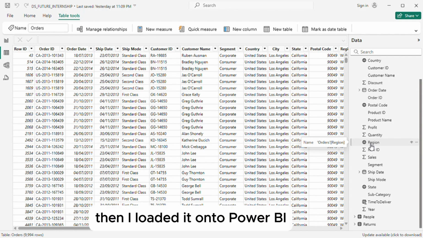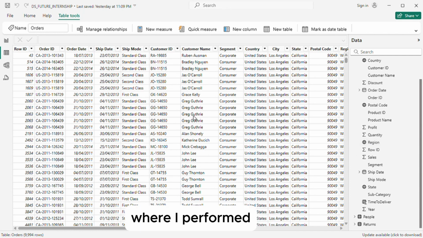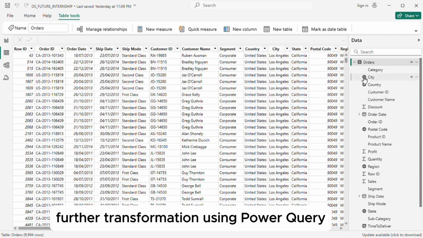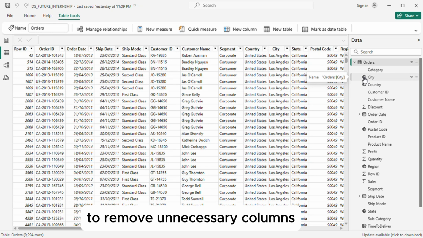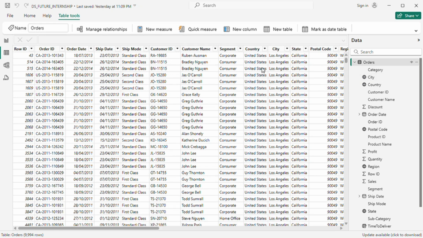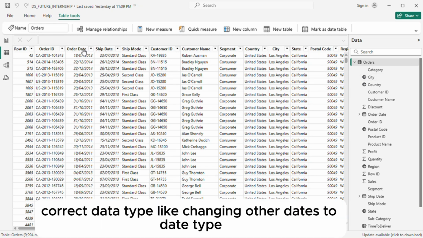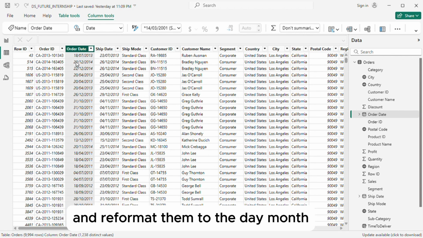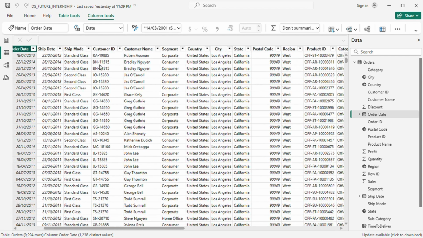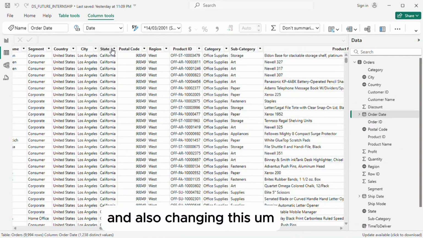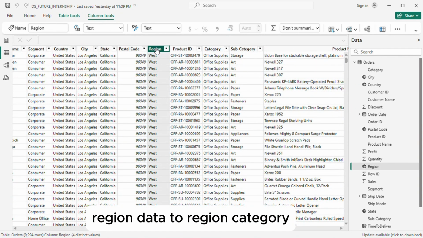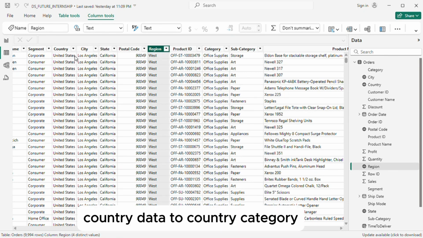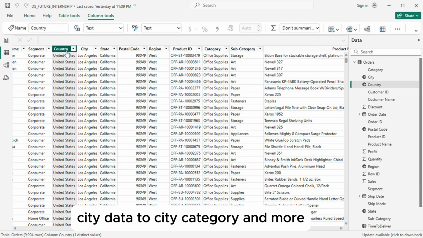Then I loaded it into Power BI, where I performed further transformation using Power Query to remove unnecessary columns and correct data types, like changing order dates to dates and reformatting them to the day, month, year format, and also changing region data to region category, country data to country category, city data to city category, and more.